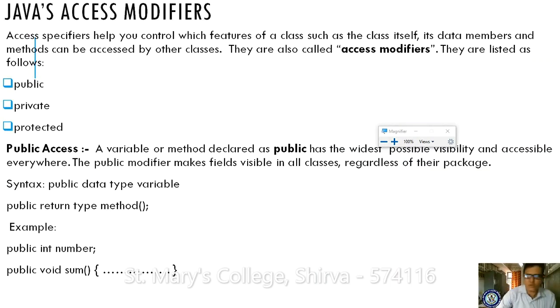This question is also asked in previous question paper. You have to go through these access modifiers. Access specifiers help you control which features of a class, such as the class itself, its data members, and methods, can be accessed by other classes.